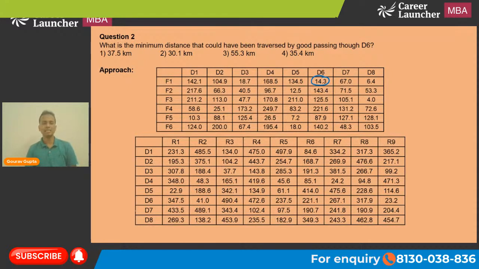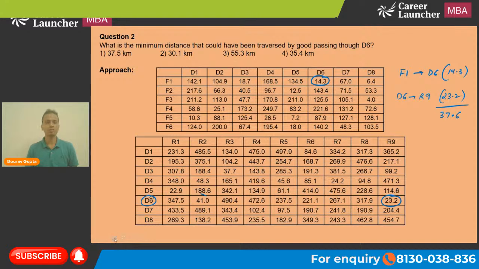All right. And the minimum distance in table 2 against D6 is not 41, but 23.2. So 14.3 and 23.2, that means I will start from factory 1, will go to D6, traveling a distance of 14.3, and then from D6, I will go to retailer number 9, traveling a distance of 23.2. So the total distance will be 37.6. All right. So now in this case, we are not bothered about the starting and the ending point.